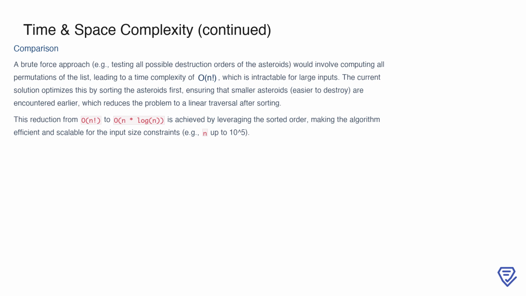This reduction in complexity, from O(n!) to O(n log n), makes the algorithm highly efficient and scalable, even when the input size reaches up to the constraints of n being as large as 10 to the power of 5.